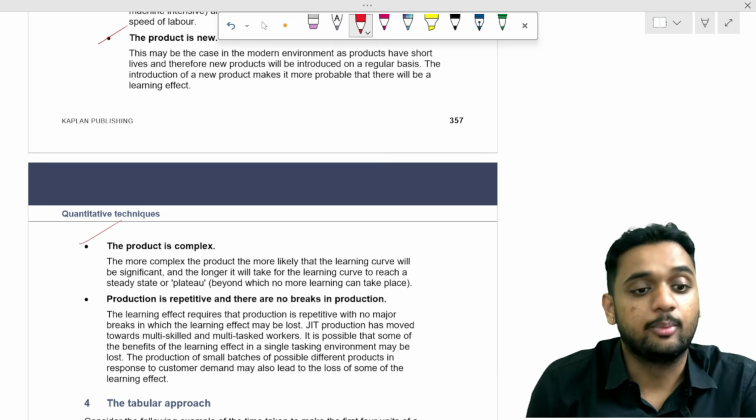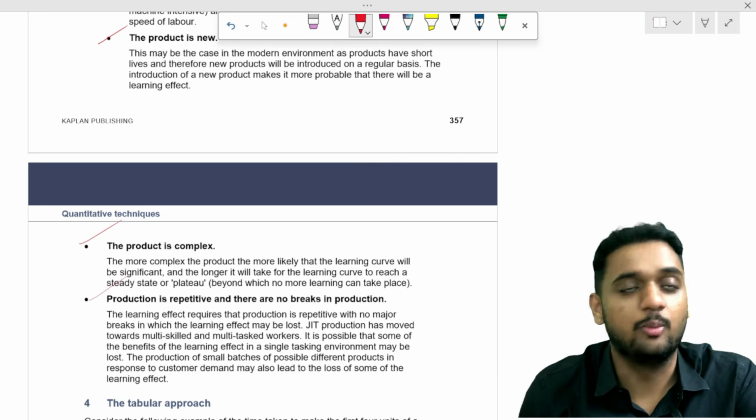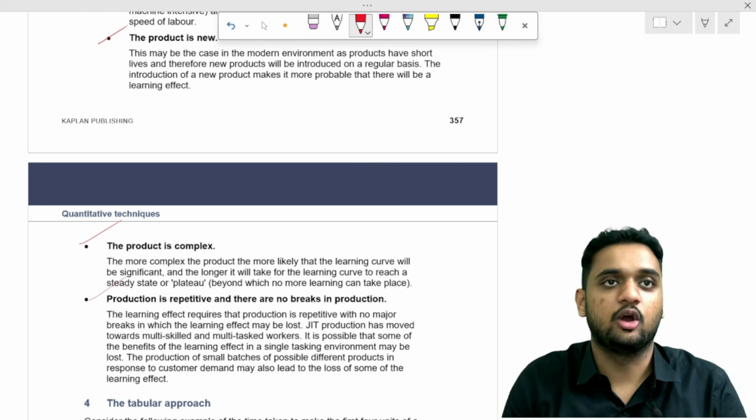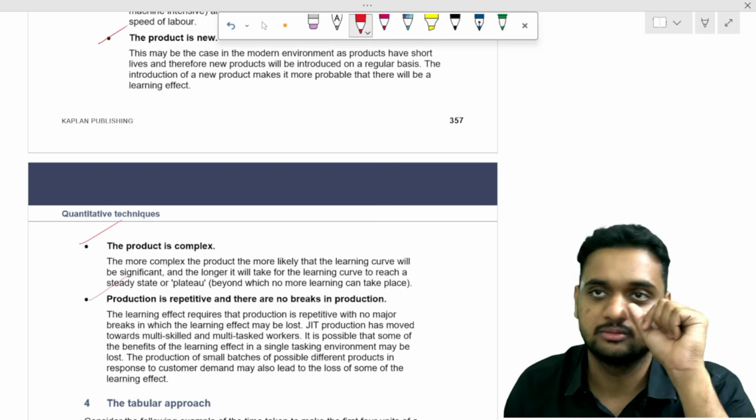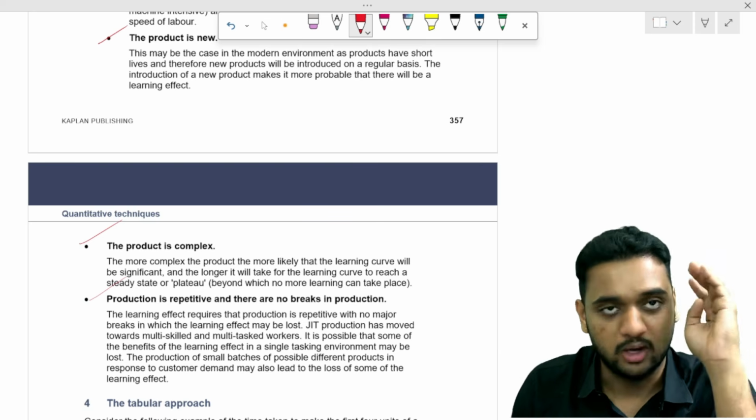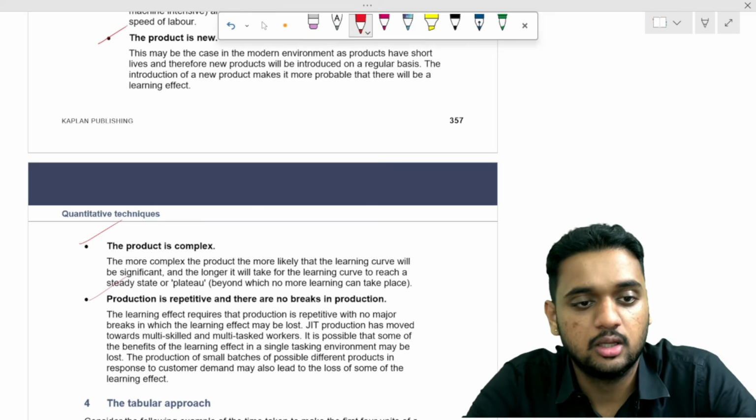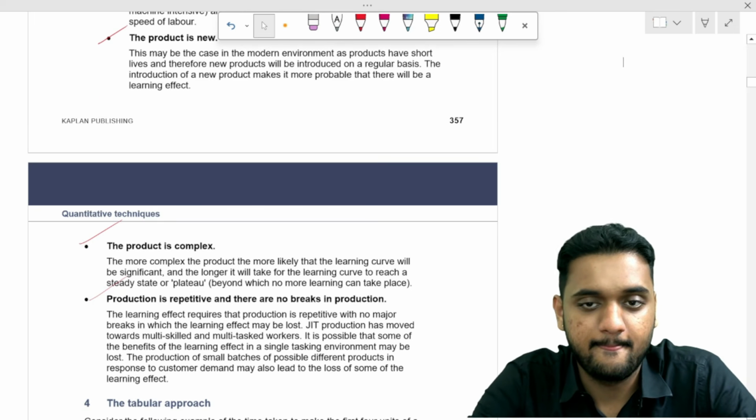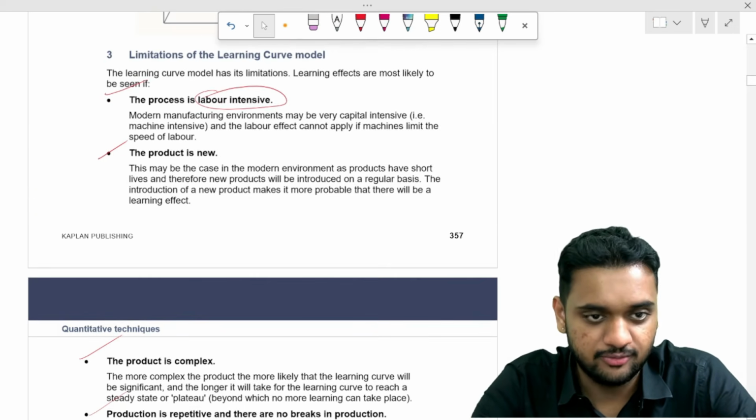And last, production is repetitive and there are no breaks in production. We keep on doing that, and in that time only it will work. Understood? What are the 4 limitations of the learning curve? First, the product should be labor intensive.